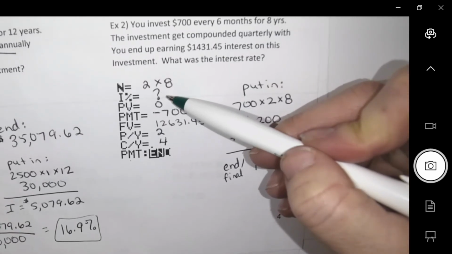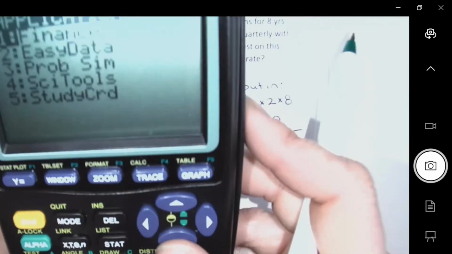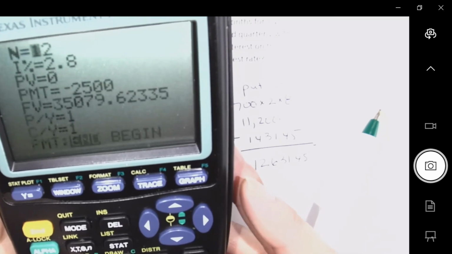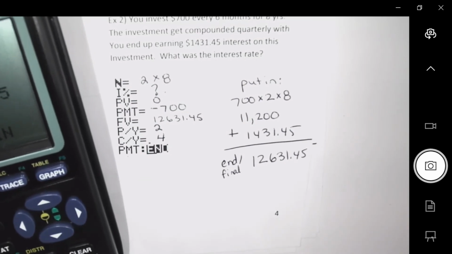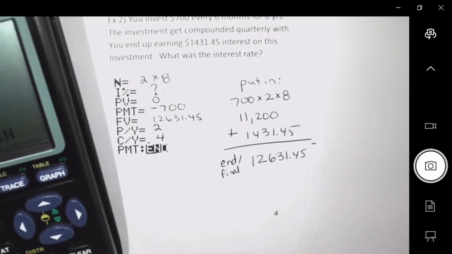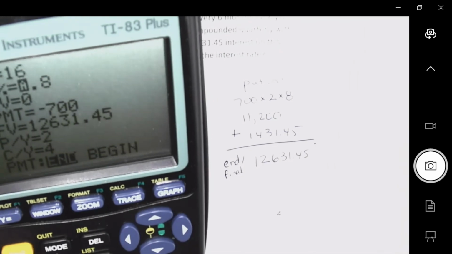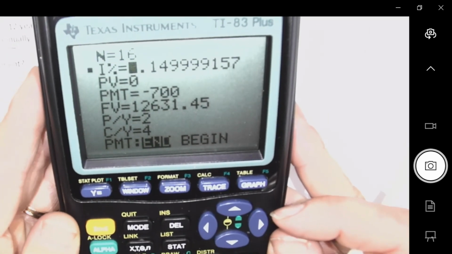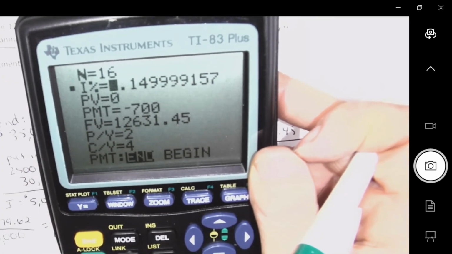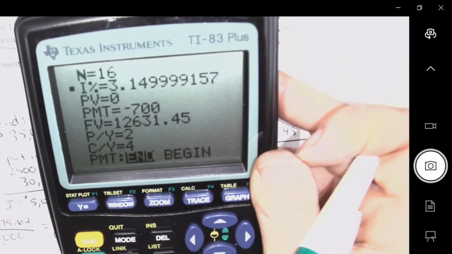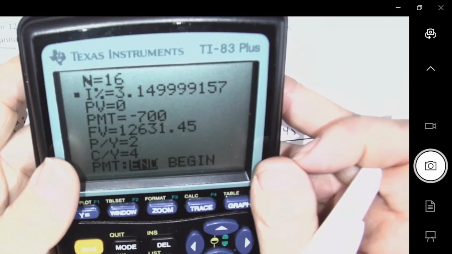Okay, type in, give me an alpha enter on that this time. So the apps button, finance, solver, get that all in there. Okay, once you hit alpha enter, I'm getting 3.15 as the interest rate.